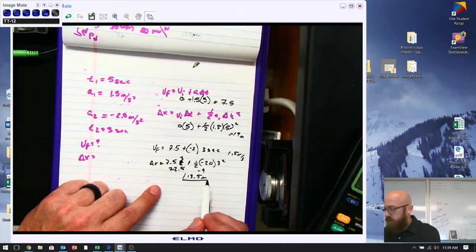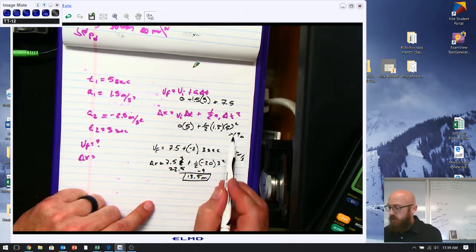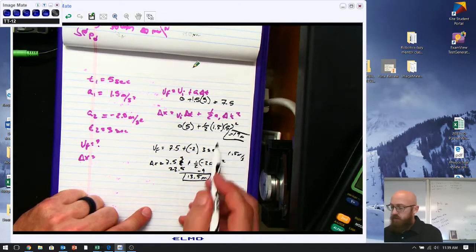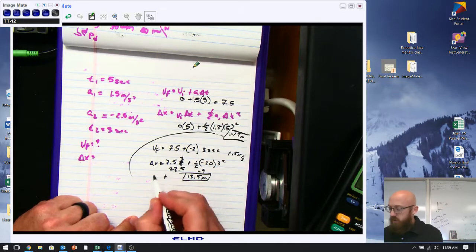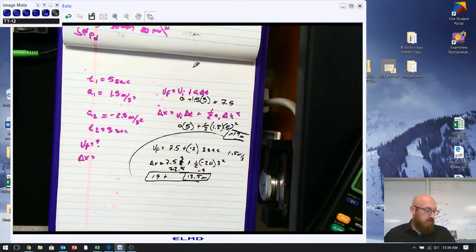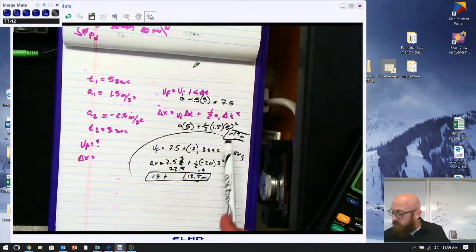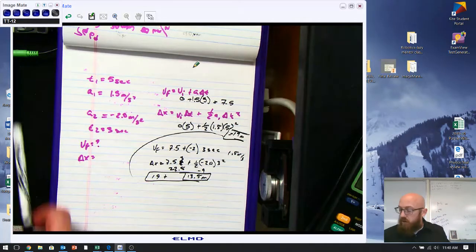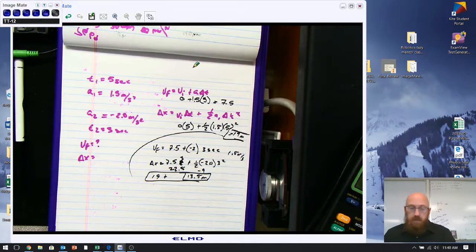But distance, is it really 13.5? Or do I have to add both of them together? That's what a lot of people did on the test. You had to add those two distances together. Hopefully, when you add them, you should get about 32: 19 plus 13, 32. All right, I'm going to double check.